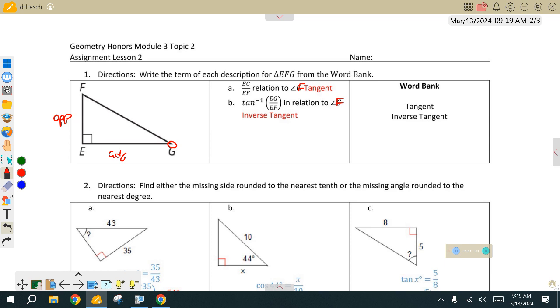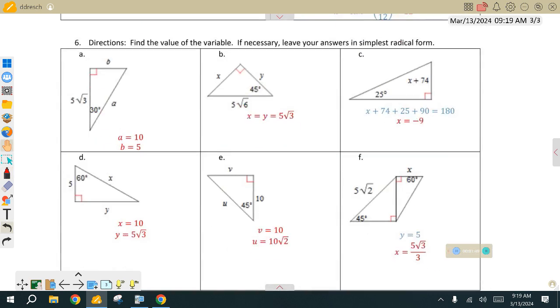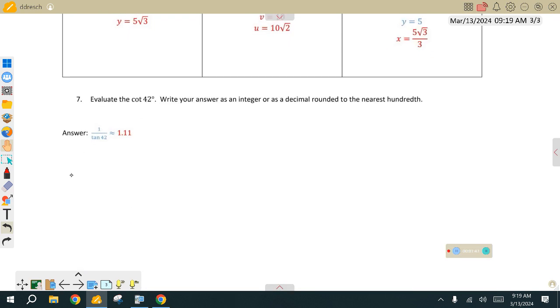All right, 7. You said okay. Yeah. All right, let's go find 7. Is that on the next page? Yeah. All right. 777. Oh, that's the calculator one.